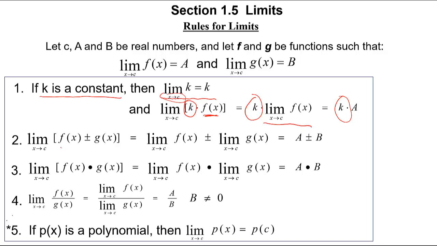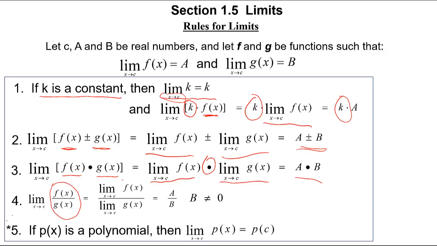Rule 2 says if you want to take the limit of two functions added together, you can do each limit separately and just add up the two limits, or subtract them if it's subtraction. Same thing with a product. If you take the limit of two functions multiplied together, you could just take the limit of each function separately and then multiply those answers together. And it works with division as well. The limit of a fraction is just the limit of the top over the bottom, as long as you don't let the bottom be 0. You can't divide by 0, of course.